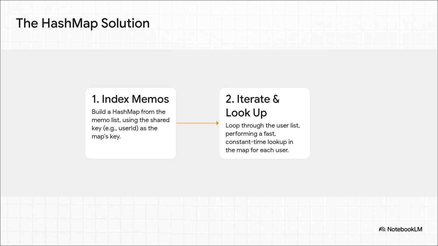So how do we escape this nightmare? We stop searching and start looking things up. Instead of scanning that memo list over and over again, we're going to process it just once. We'll build a hash map where the key is the user ID we want to match on, and the value is the memo itself. Then we just loop through our user list one time, and for each user, we do a super fast, practically instant lookup in our new map.